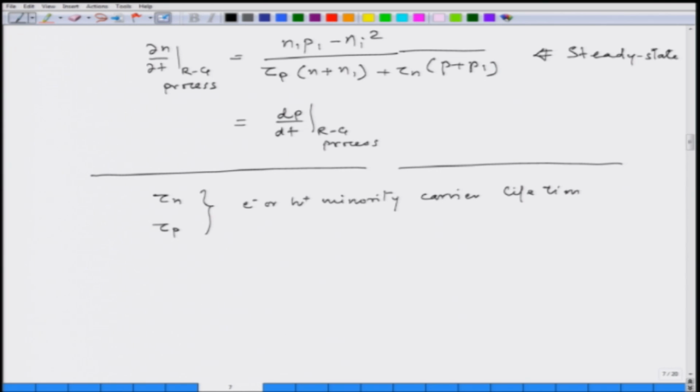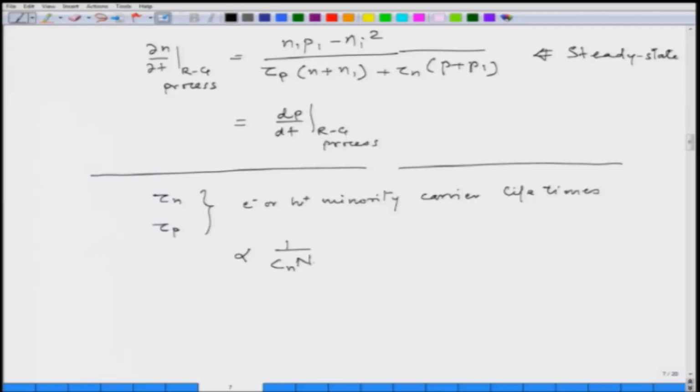And they are being defined with respect to the presence of R-G centers in the material, and the important part of it is that in most semiconductors this R-G process will always exist, and hence this is an important parameter for materials. What is this dependent on? It is proportional to, as you can see, 1 over some constant times capital N of t.